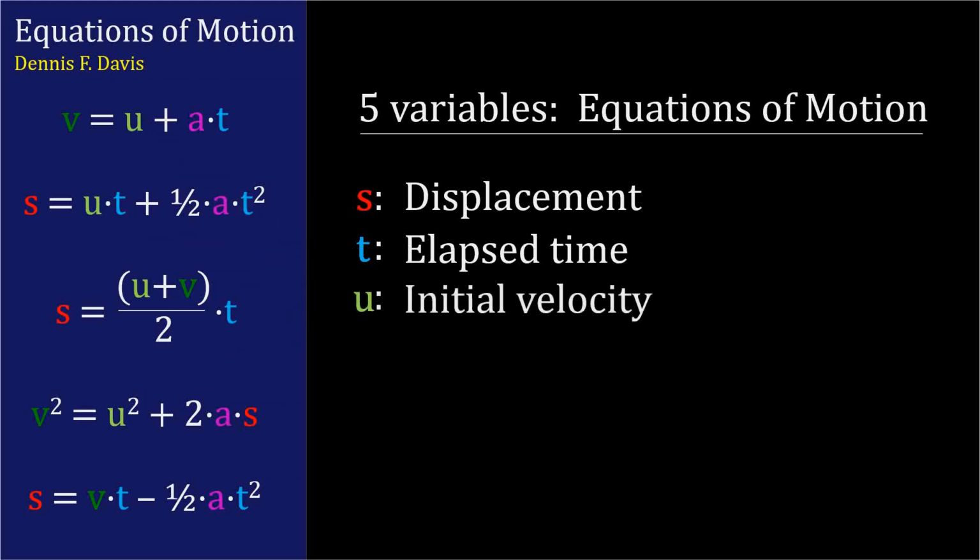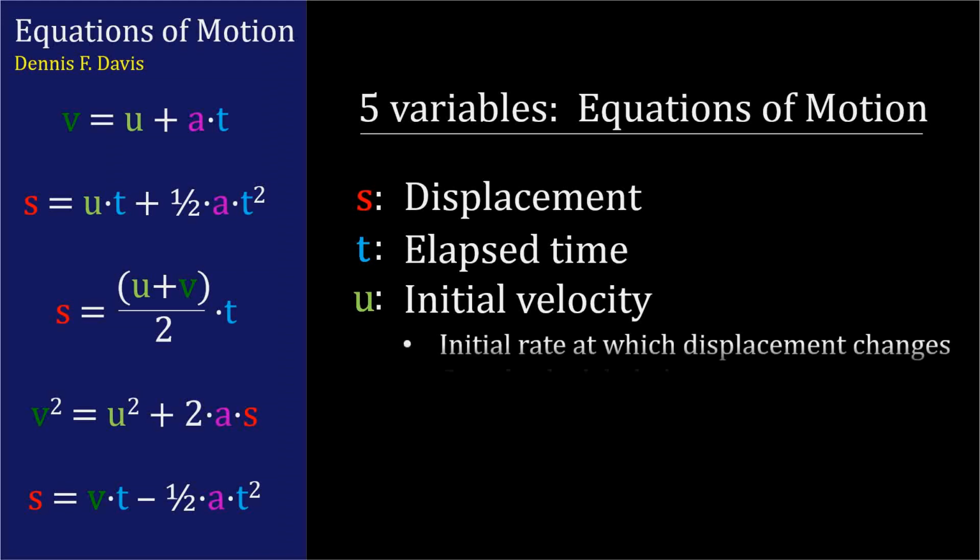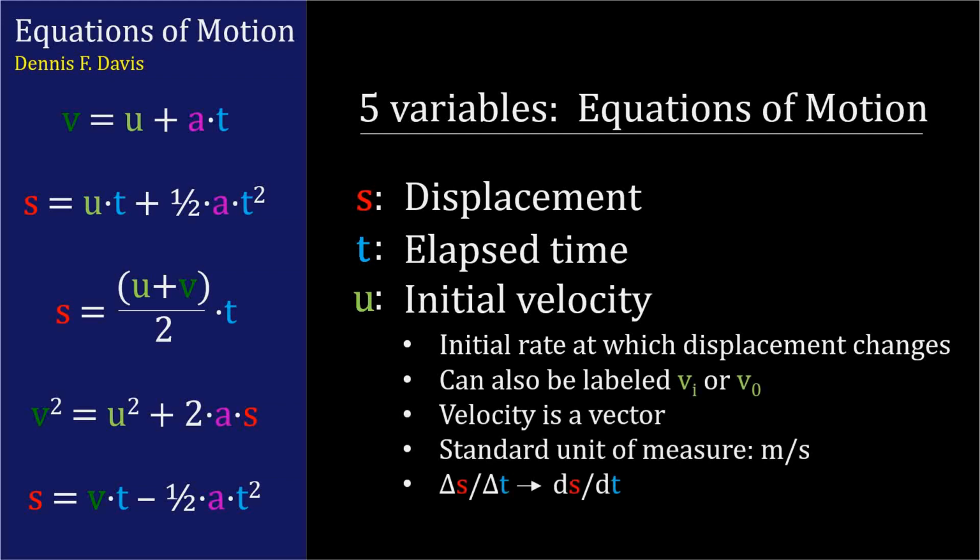Initial velocity is denoted by u, which I'm color-coding pale green. Since it's common for velocity to change during an interval of time, there are separate variables for initial and final velocity. Velocity in general is the rate at which displacement changes, so initial velocity is the initial rate of change. Initial velocity can also be abbreviated as v sub i or v sub 0. The i means initial, and the 0 means velocity at time 0, which is the beginning of the problem. Velocity's standard unit of measure is meters per second.